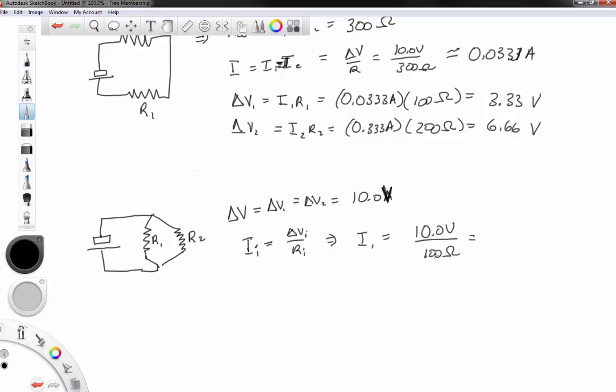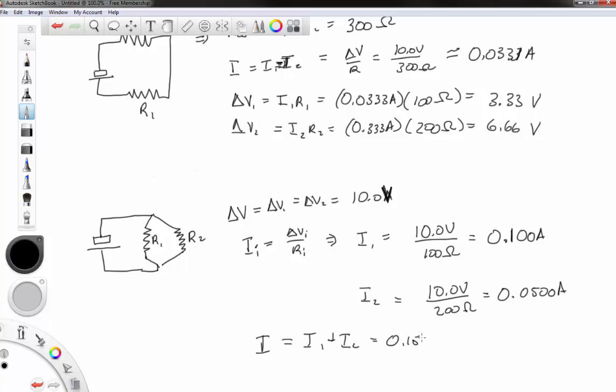And so that means that this one is now drawing 0.10 amps. And I2 is equal to 10.0 volts divided by 200 ohms, which is 0.050 amps. And the total current drawn by both should be I1 plus I2, or 0.15 amps. Notice that this is considerably more than what was drawn by the series combination above.